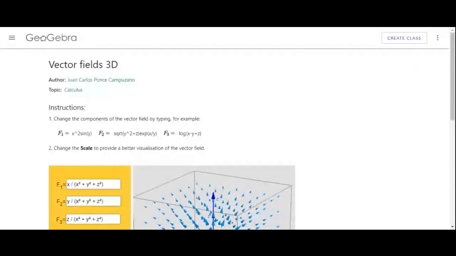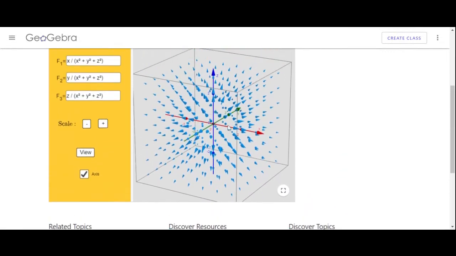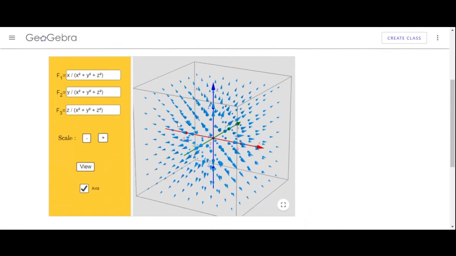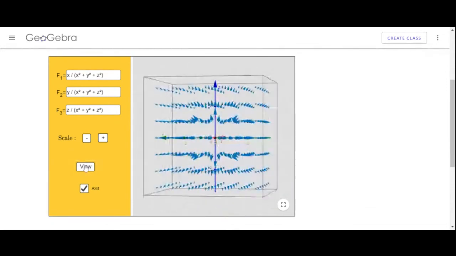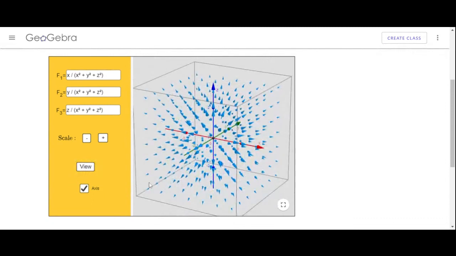Cool. So this was a vector field that we just plotted, the gradient vector field we just calculated. That's what it looks like. You see, you were correct. As we get further away, these vectors get smaller.